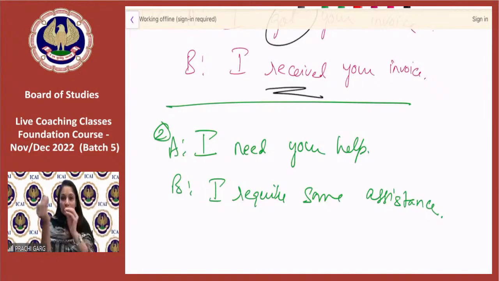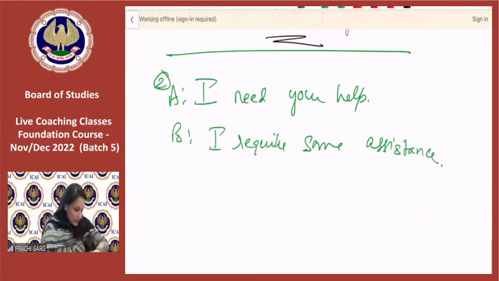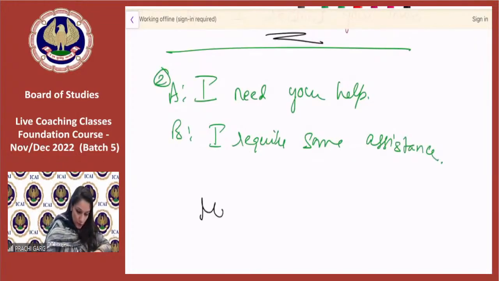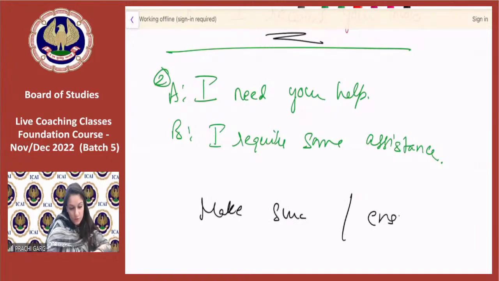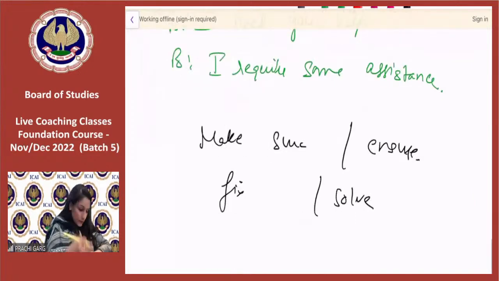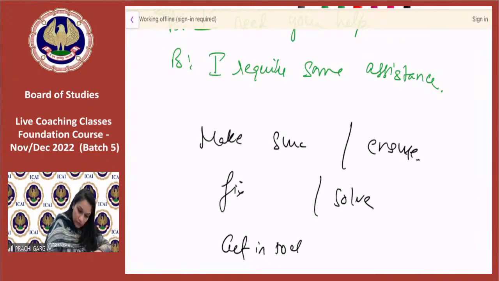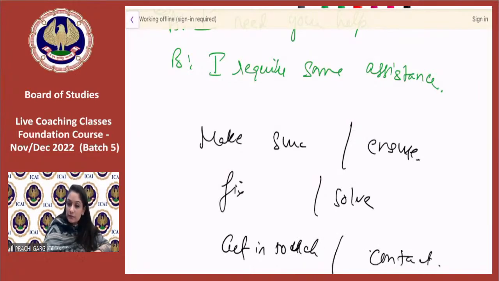So there are a few words that you basically interchange. For example, instead of using make sure, you use ensure. Instead of fix, you can use the word solve, right? Use proper words. Instead of get in touch, contact. Okay. Am I clear? Okay.